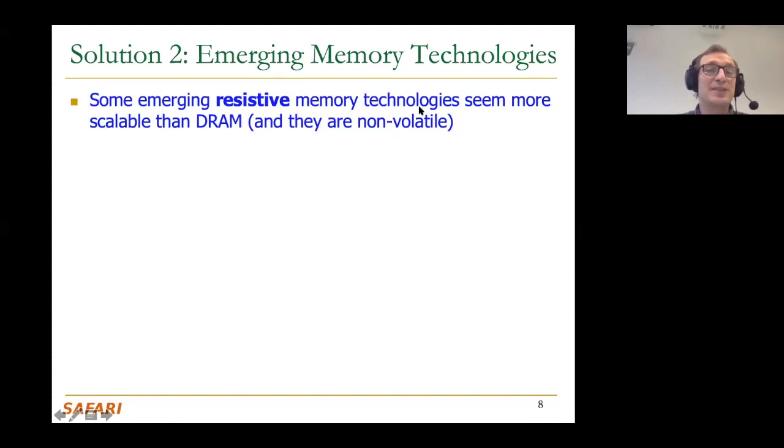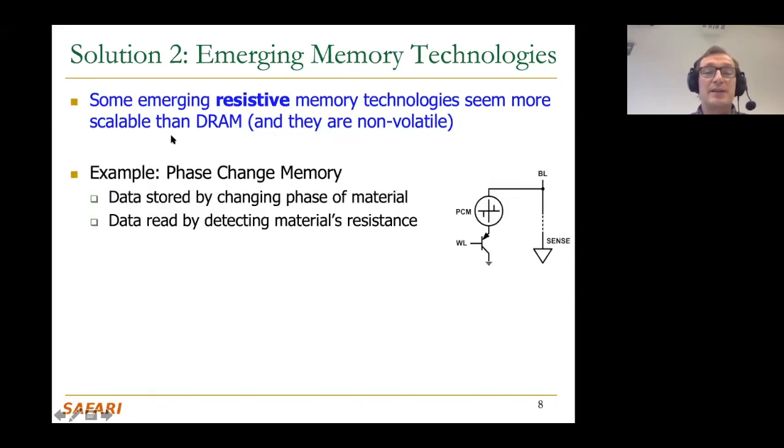Whereas if you don't have that problem, now you can build persistent data structures on top of non-volatile memories that are similar to DRAM. And they're scalable because you can reduce the feature size to much smaller dimensions than DRAM, because you can reduce the current pulses, for example, in phase change memory. One example is phase change memory. Basically here you have some special material. It could be chalcogenide glass, for example, and you store data by changing the phase of the material.